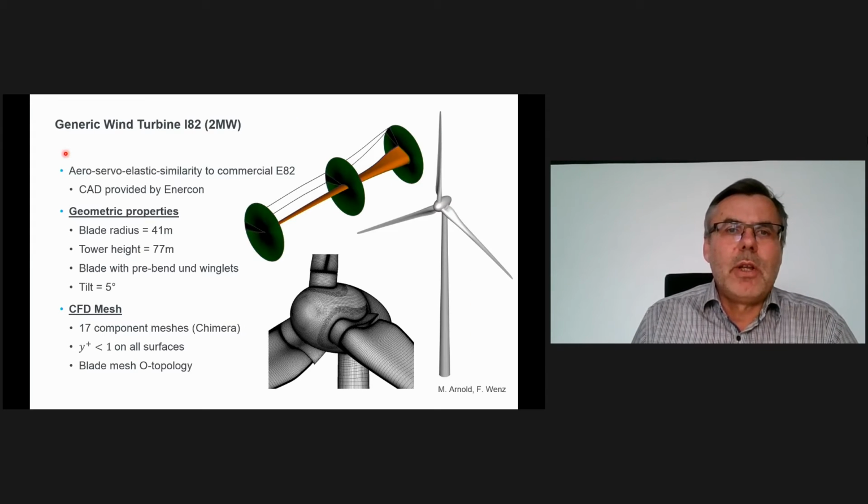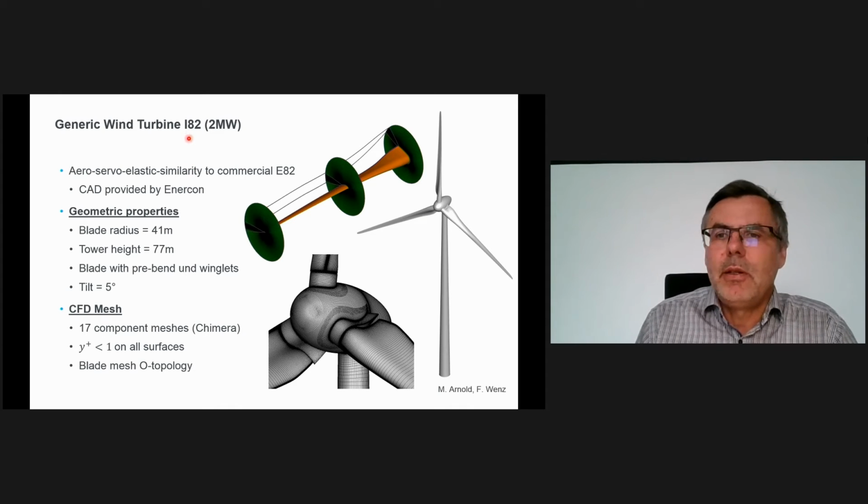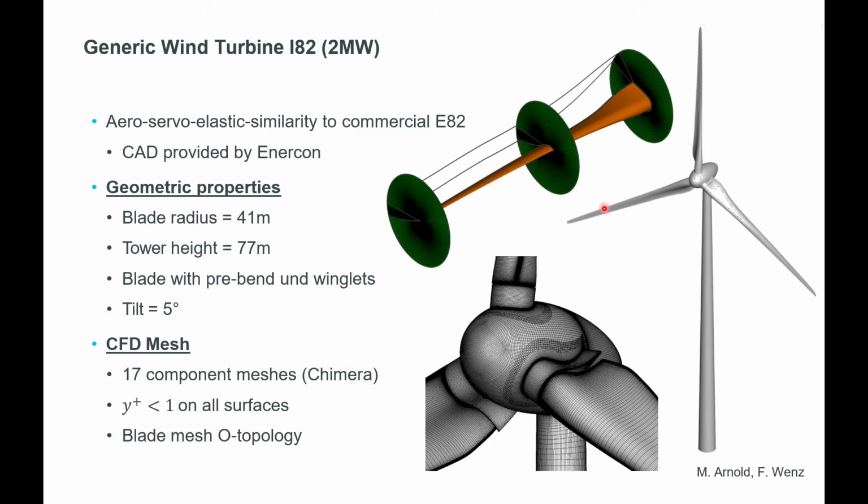We did this calculation for a generic turbine, denoted I82, that was provided by the colleagues from Enercon. That generic turbine more or less mimics the macro data of the real E82 turbine, but with public domain airfoil series, with some differences in the blade design, in the structural design, and also in the controller. But it's a very good example of a 2 megawatt turbine for these kinds of studies.